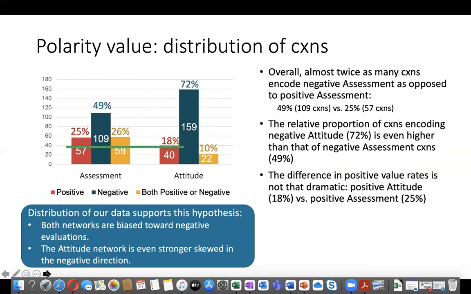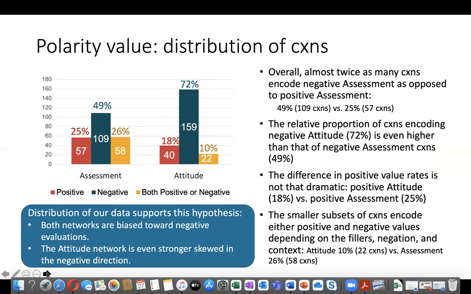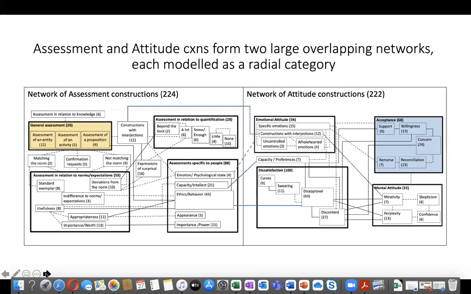But the yellow bars show that the smaller subsets of constructions that encode either positive or negative value depend on fillers such as negation and broader context. So we can explore why the distribution is so skewed towards negative polarity by looking at the families of constructions that we identified based on the combinations of their semantic and syntactic properties. And here Anya is going to take over and tell you more about the internal structure of these two networks.